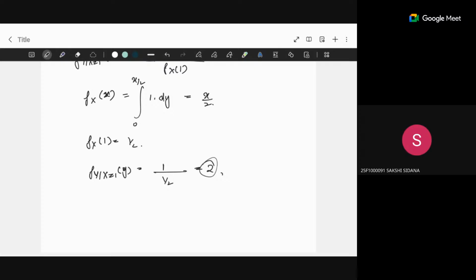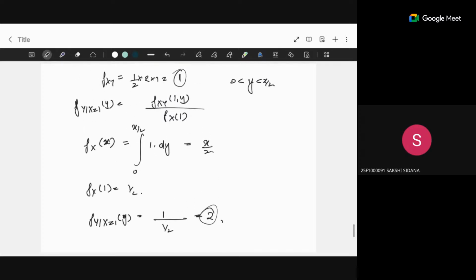Ma'am, above you take one y, the f of 1 comma y. So what is my f of x of y? It is actually 1, no? So this is my f of x 1 comma y only, right? There are no variables. x and y are not there. So where will I be able to put the values of 1 and y? So it is actually 1 only, right?